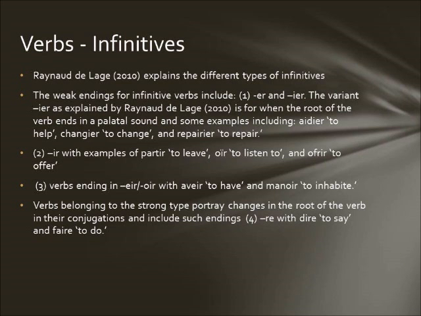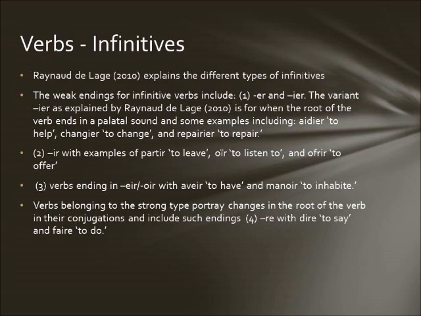So just looking a little bit now at some infinitives, Renom de l'Age 2010 explains the different types of infinitives. So there's actually 4 different types of infinitives. They include ER or IER, and the variant IER is used for the root that ends in a palatal sound, so it changes from aider for help to help, and changer to change, and repérer to repair. And then IR is used for examples with partir to leave, ouïr to listen, and offrir to offer. And then verbs ending in EIR, OIR with avoir to have, and manoir to inhabit.